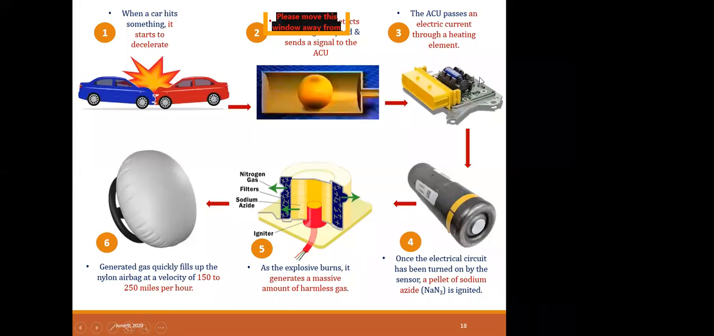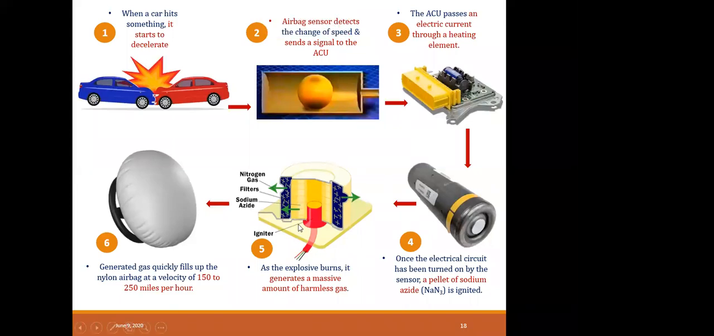and it sends the signal to the ACU, the airbag control unit, which in turn sends the signal to the inflator. And finally, the electric current reaches the igniter assembly. Igniter assembly is nothing but your combustion chamber, which is placed inside the inflator module. Got it? So now we are going to see the construction of the combustion chamber itself. That is more important.